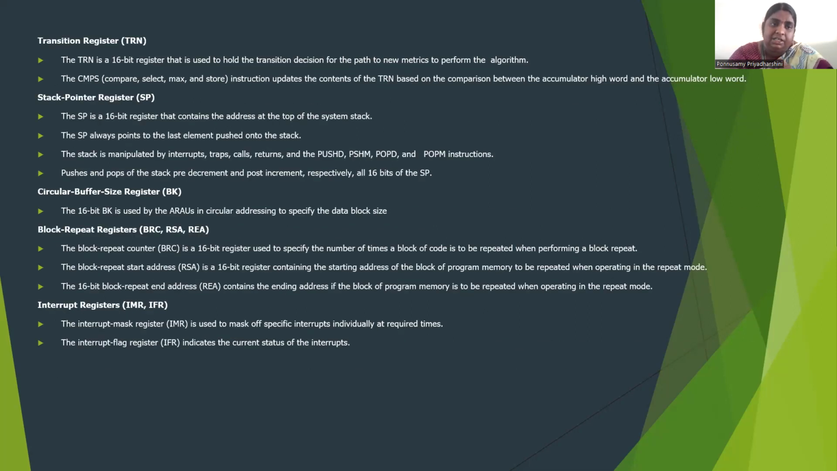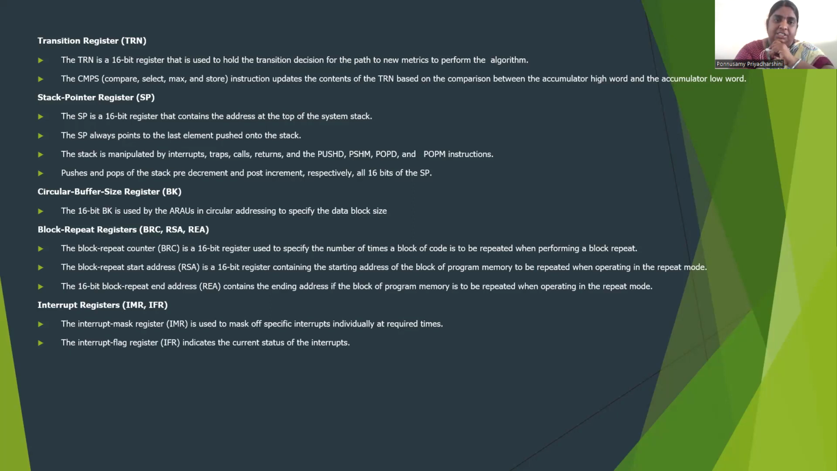Next are the transition register, stack pointer register, circular buffer size register, block repeat register, and interrupt register. The transition register is a 16-bit register. It is used to hold the transition decision, whether we want to move to that particular data or remove that. The path can be decided. Stack pointer register. It is a 16-bit register that contains the address at the top of the system stack. It always points to the last element pushed onto the stack.